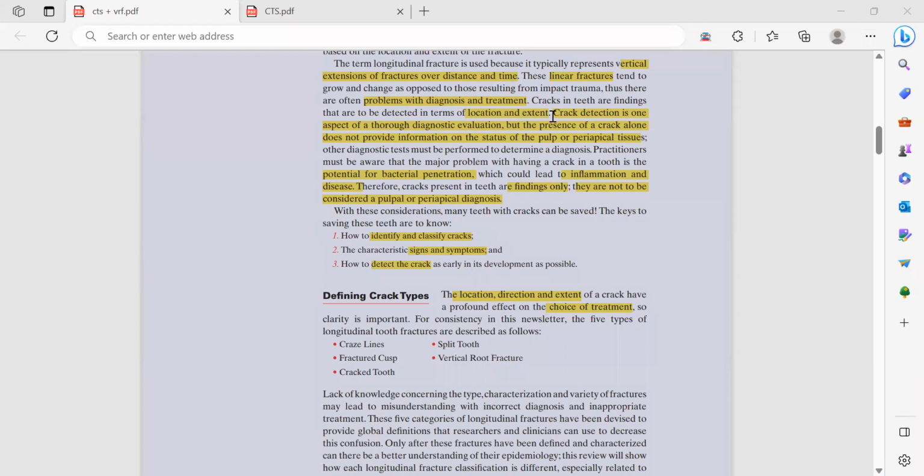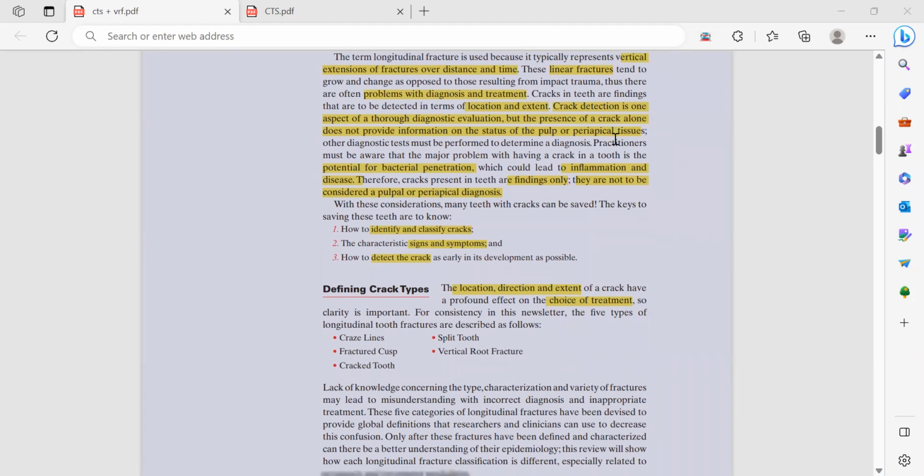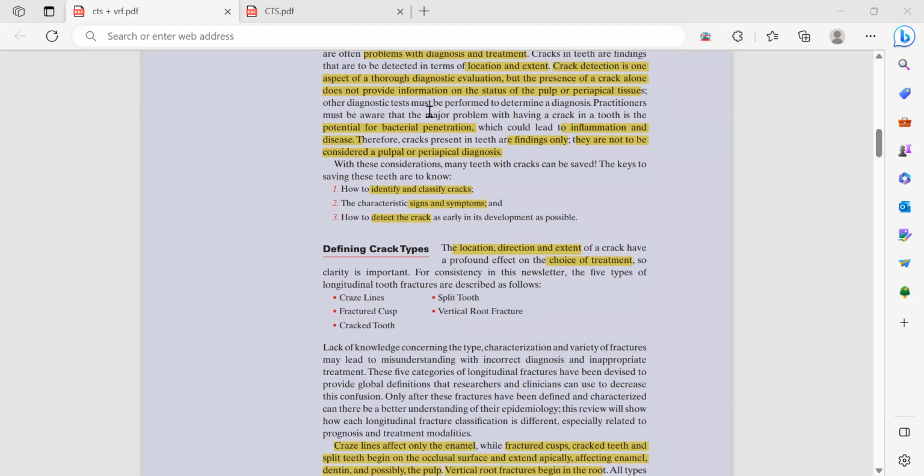Crack detection is one aspect of a thorough diagnostic evaluation, but the presence of a crack alone does not provide information on the status of the pulp or periapical tissue. So, even if there is a crack in a tooth, it does not indicate the condition of the pulp, right? So we need to do certain other investigations as well. Other diagnostic tests must be performed to determine a diagnosis.